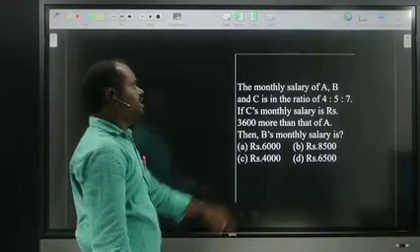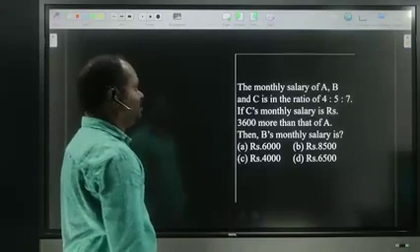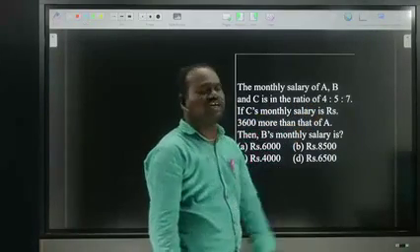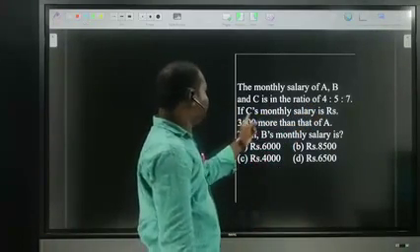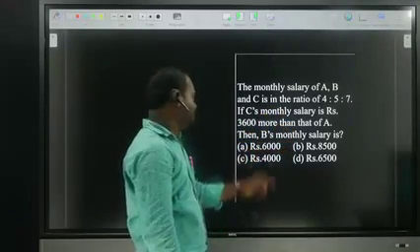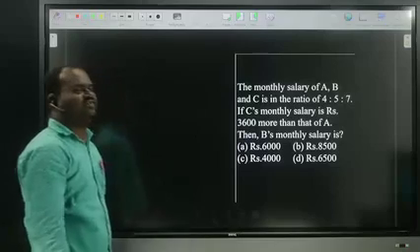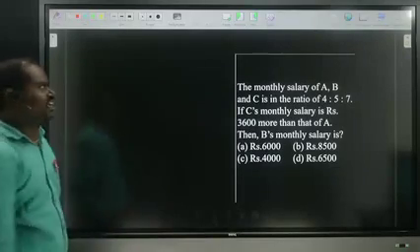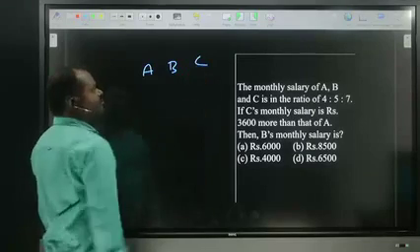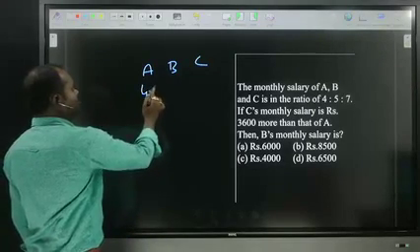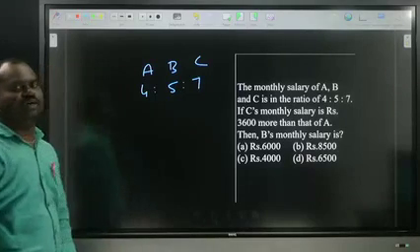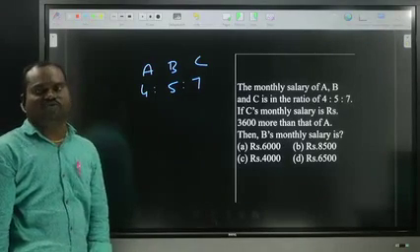Now, the monthly salary of A, B, and C is in the ratio of 4 is to 5 is to 7. If C's monthly salary is 3600 more than that of A, then B's monthly salary is? A, B, C, three candidates. What is the monthly salaries ratio? 4 is to 5 is to 7.